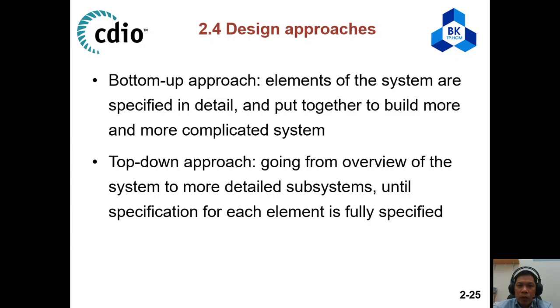There are 2 approaches when you design a product. In general, if you have elements of the system, like a library of all the solutions for small systems, you can put them together to build a more complicated system, and that's called bottom up. The other one is called the top down approach. So you have an overview of the system you want, and you divide it into smaller subsystems until every subsystem can be implemented. So this is called top down.